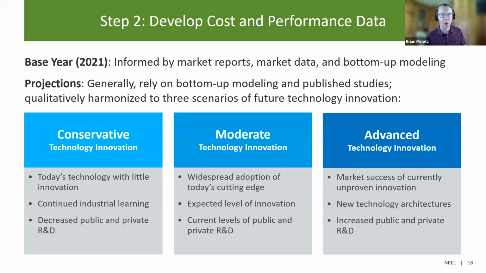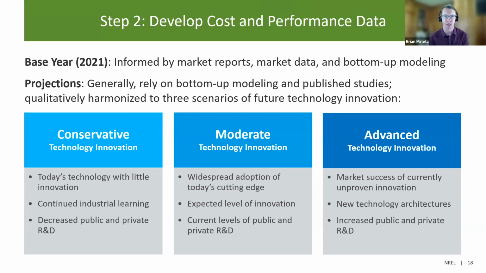For step 2, we develop cost and performance data starting with a base year, which for this year is 2021, which is informed by market reports, market data, and bottom-up modeling. We're using this 2-year lag in the annual technology baseline in order to ensure that these reports can be peer-reviewed and meet our standards for the data that we include. And then projections for subsequent years generally rely on bottom-up modeling and/or published studies, and we qualitatively harmonize those to 3 scenarios of future technology innovation.